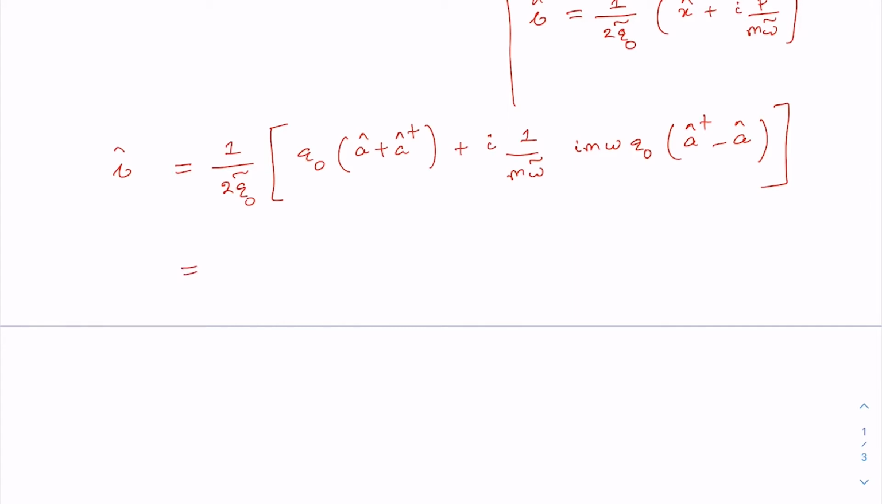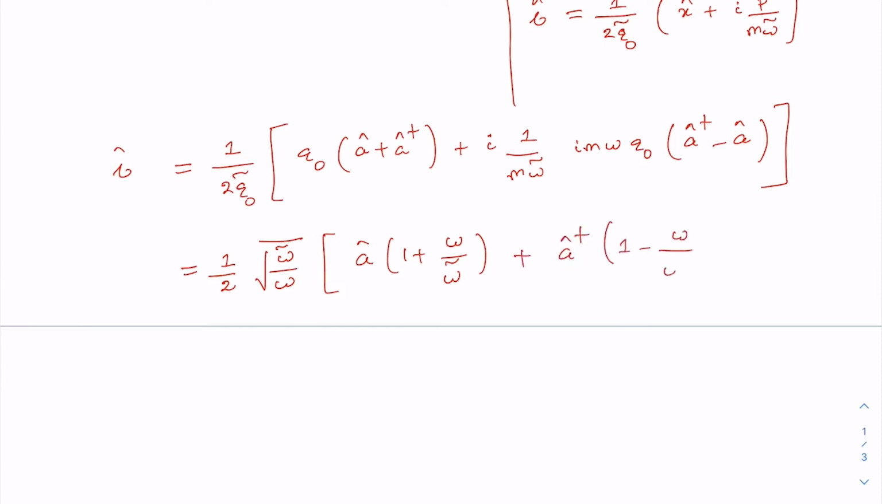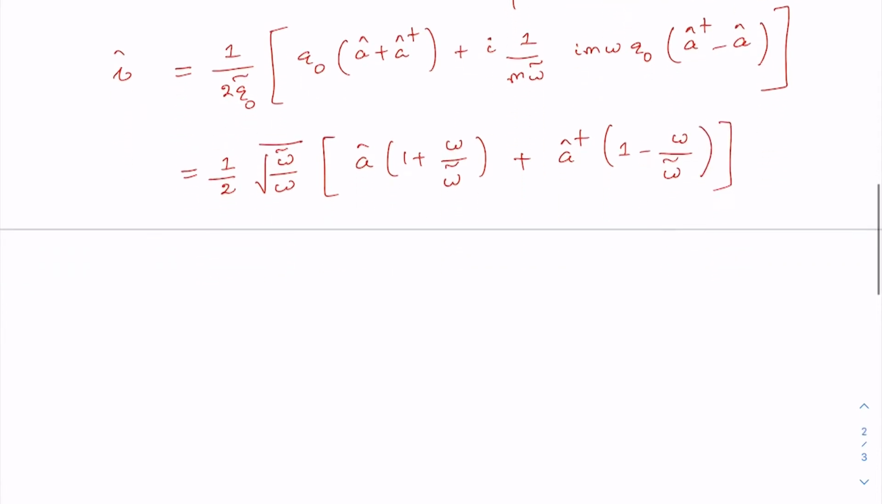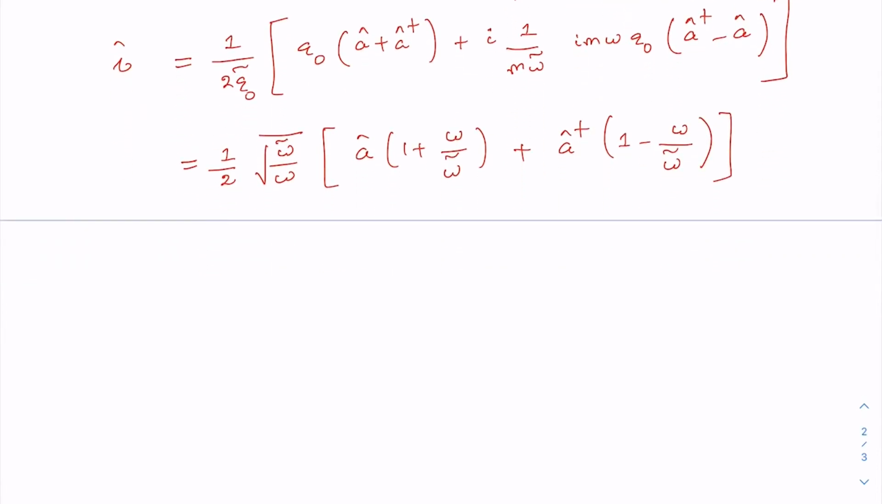You should be able to show that this turns out to be 1/2 square root of omega tilde by omega, and you will have a (1 + omega by omega tilde) plus a dagger (1 minus omega by omega tilde). Alright, so this is what you will have. Now clearly the new annihilation operator is a combination of the old annihilation and creation operators.